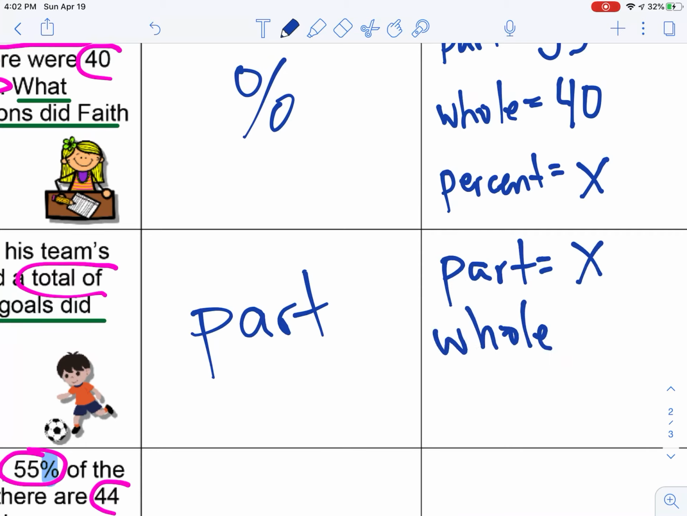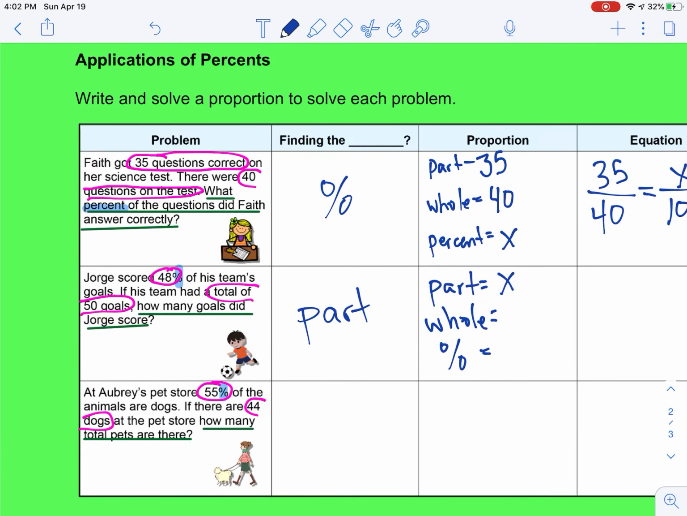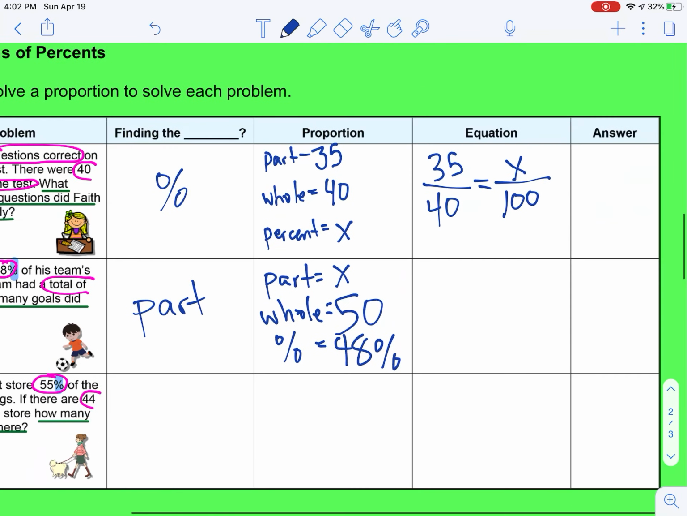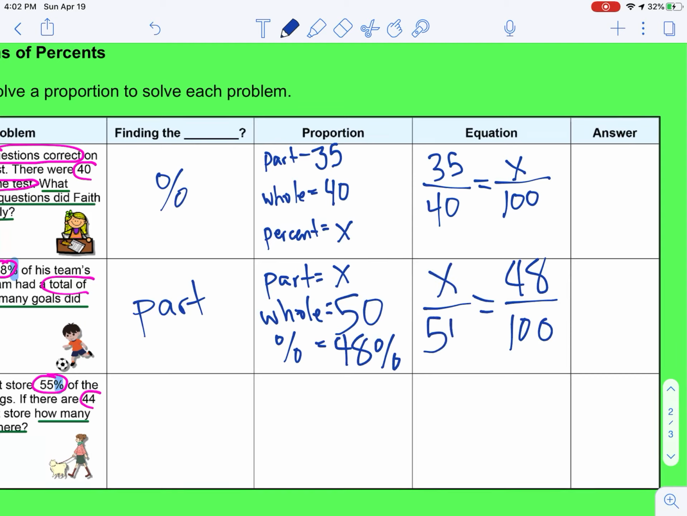The whole would be how many goals the whole team scored. And the percent should just tell me the percent in the problem. So my percent is 48. And the whole is 50 goals because the whole team scored 50 goals. So I can set up my proportion by starting with 100 in the bottom right-hand corner and the percent over that. The part is my unknown and the whole is 50. And now I can go ahead and cross multiply and divide.